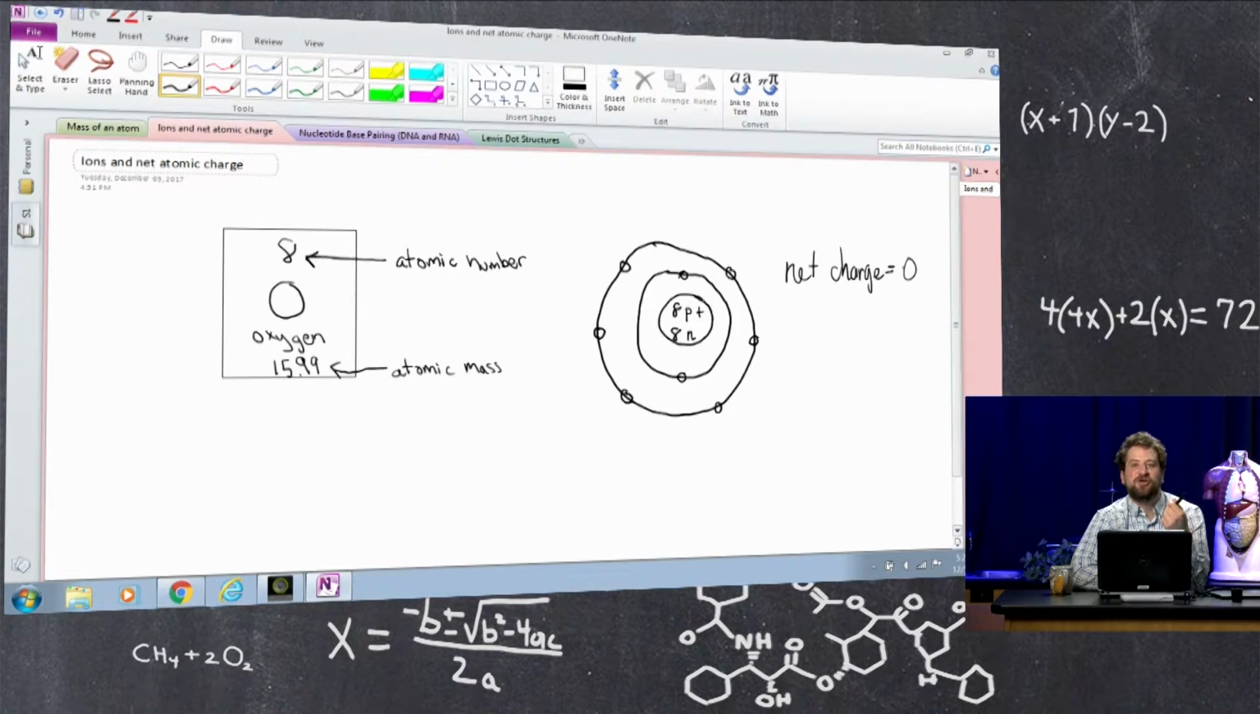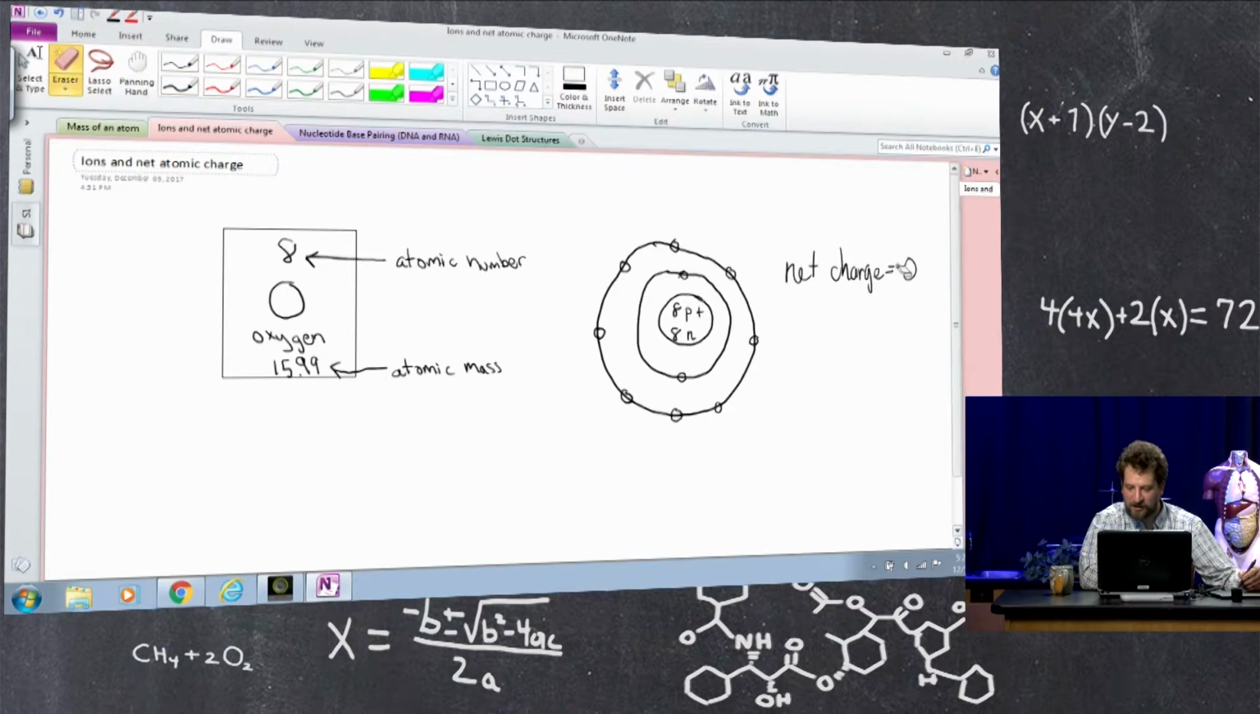But let's imagine a situation where oxygen actually gains electrons. This is something that oxygen does fairly frequently. It's a natural thing for oxygen to do. So let's imagine that oxygen gained 2 more electrons, which is the standard number that oxygen tends to like to gain. Those 2 electrons are both negatively charged. And so, since we now have 2 more negative particles than positive particles, again, if you're keeping score, we have 8 protons with a positive charge and 10 electrons with a negative charge. We have 2 more negative charges than positive charges.